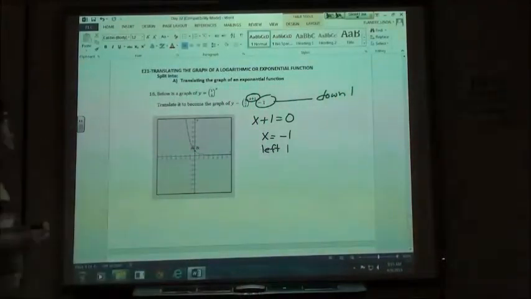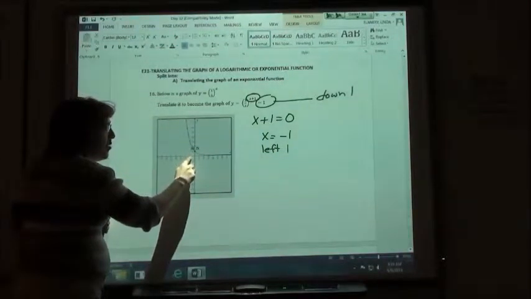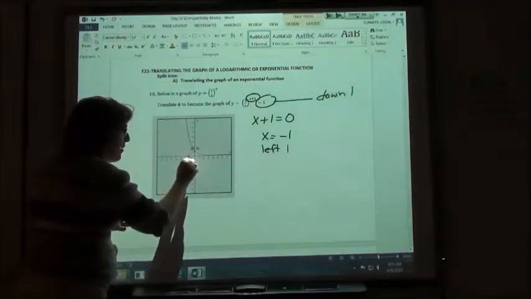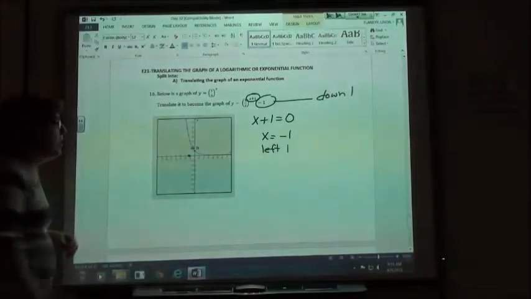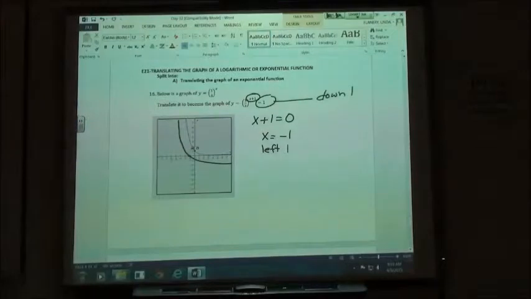So this is one of those where you're going to grab the dot, you're going to move it to the left 1 and down 1 and drop it. So it happens to end up right there, and then your graph is just going to redraw, in this case right underneath there since we moved it to the left and down.